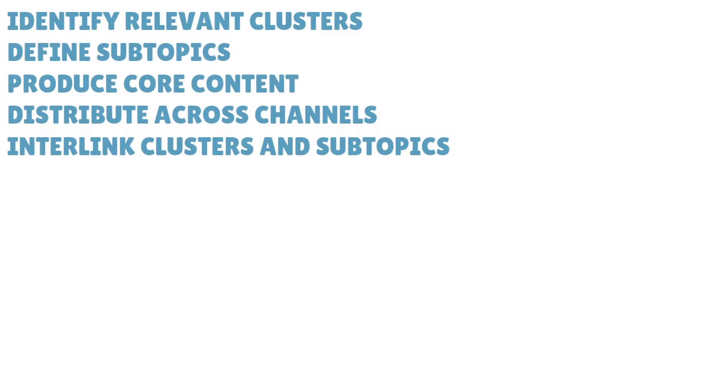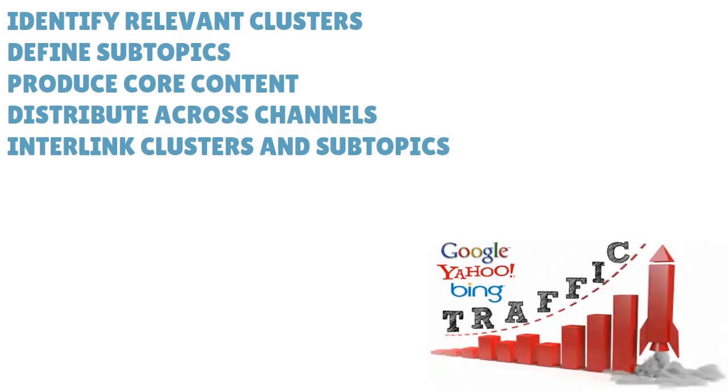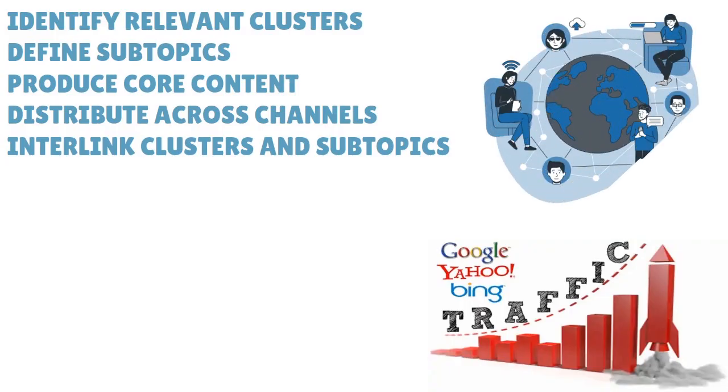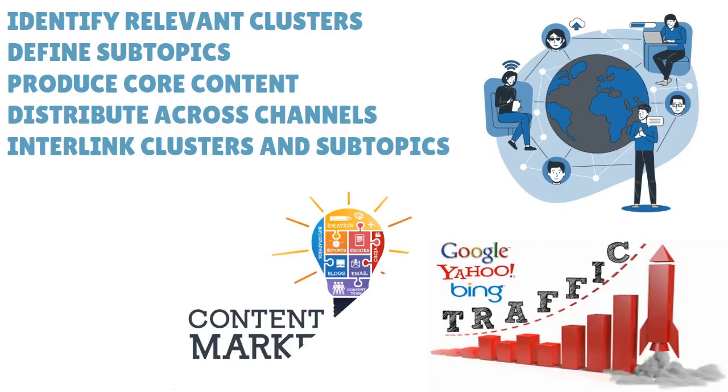You want to produce actually core content. So select actually a primary channel and format for in-depth content, making this your centerpiece to attract traffic from other platforms. You want to distribute across channels, so repurpose the core content into smaller channel-specific formats. And finally, you want to interlink clusters and subtopics. So what happens here is that you want to connect related clusters and subtopics. Chances are people interested in more than one cluster, let's say SEO and content marketing, will be able to find your content anyway.